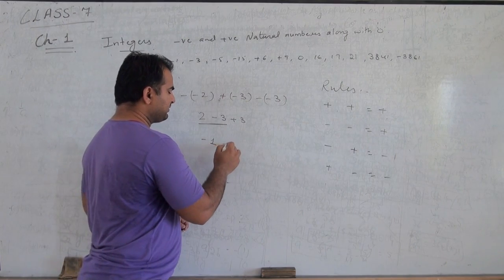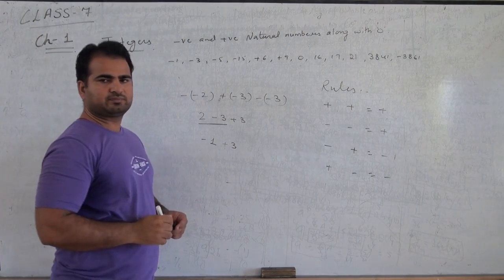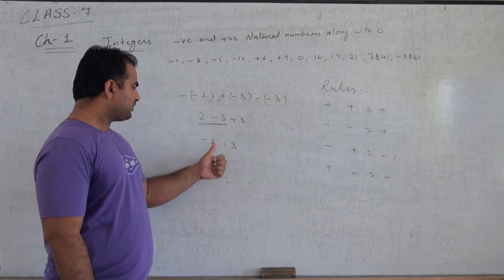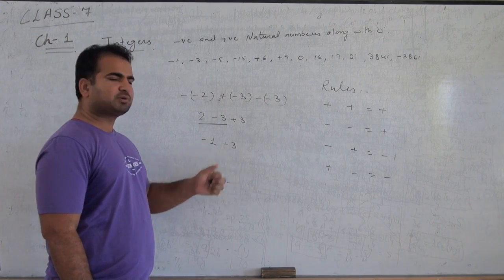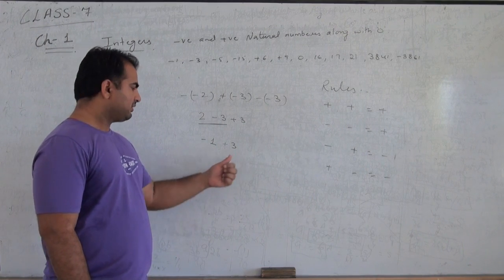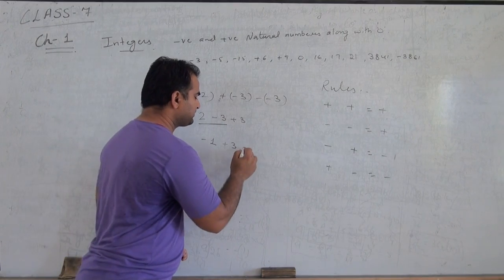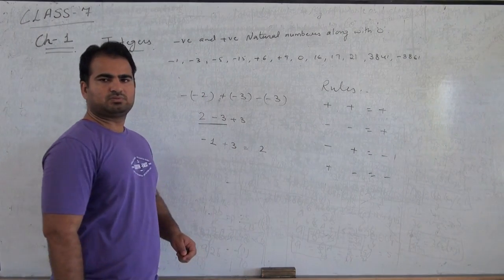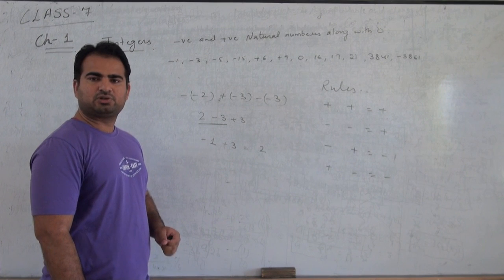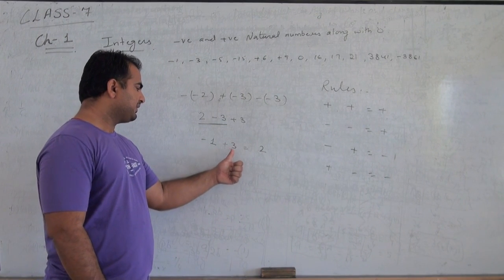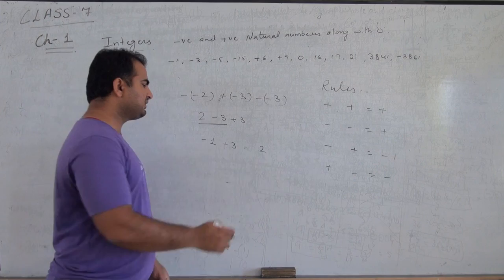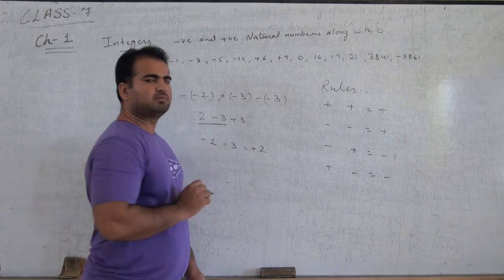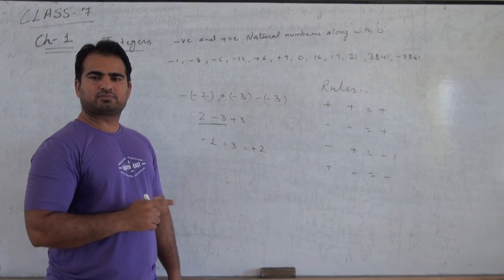Then the other number was plus 3. Now again, this is negative, this is positive, so again we have to subtract. What is 3 minus 1? 3 minus 1 is 2. But the bigger digit is of positive nature, and so the answer will be of positive nature.